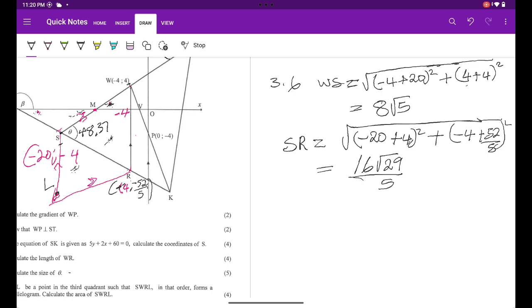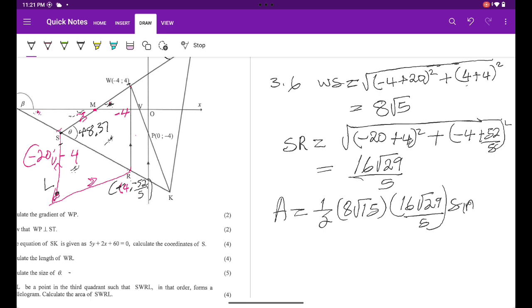Right, now I have SR, I have WS, so I can use the sine rule, the area rule. The area will be half multiplied by the 8 root 5 multiplied by the 16 root 29 over 5, the sine of the included angle, which is 48.37.